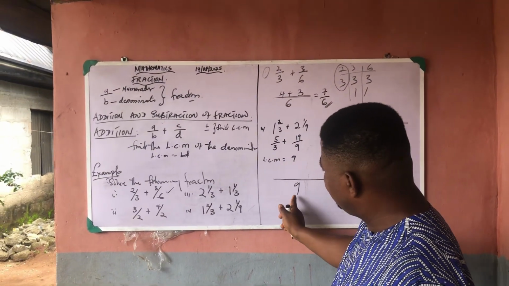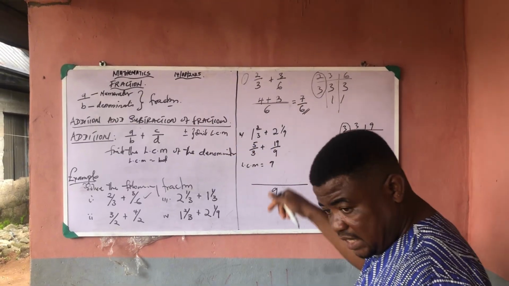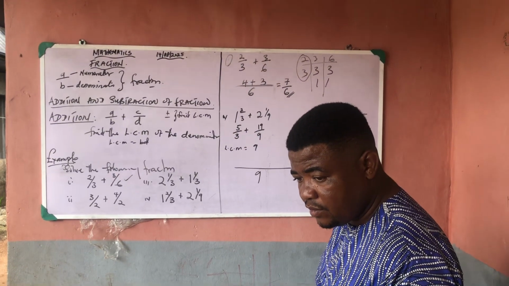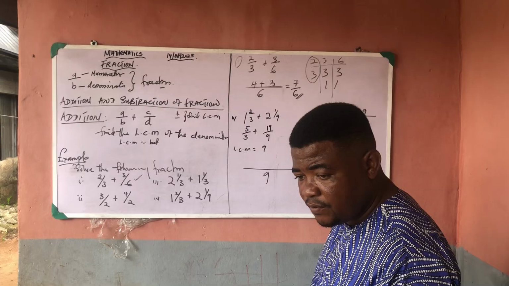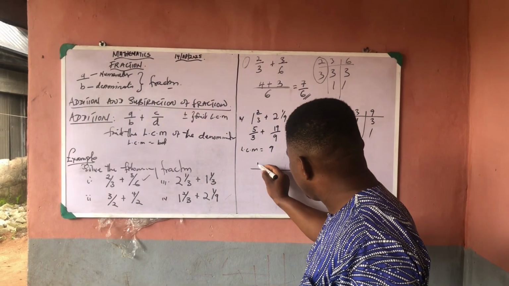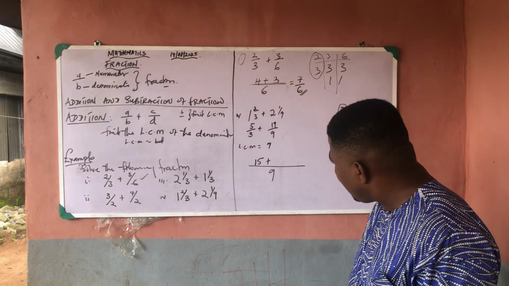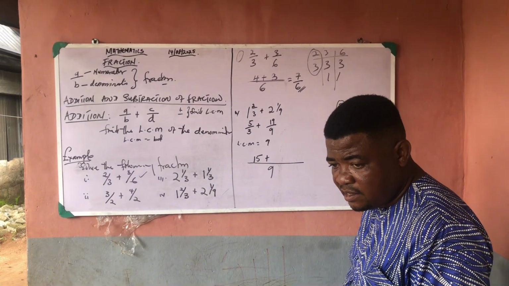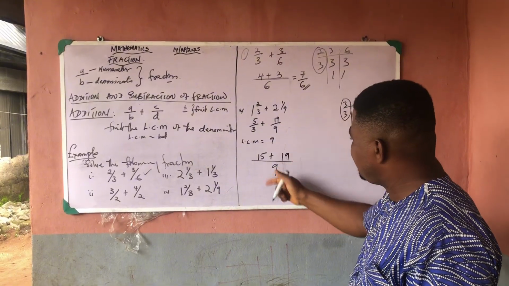You now divide. I did not say that the LCM will divide the numerator. It is the numerator that will do what? Divide the LCM. So 3 into 9, 3. Then that 3 multiplied by 5, 15. Good. So you now write your 15 plus 9 into 9, 1. Then 1 times 19, 19. Anything multiplied by 1 is that same number. So 19. So you now add 15 plus 19.